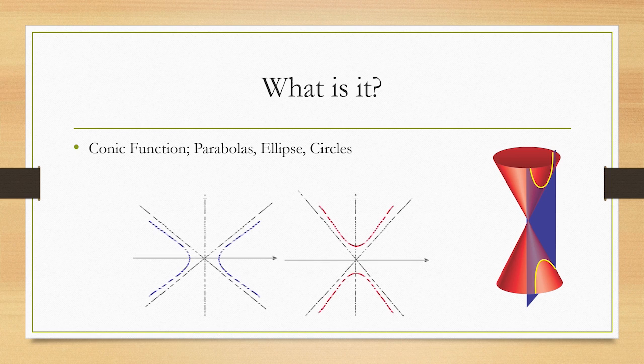A hyperbola is an open curve with two branches, formed by the intersection of a plane with both halves of a double cone. Although the plane does not have to be parallel to the axis of the cone, the hyperbola will be symmetrical in any case.